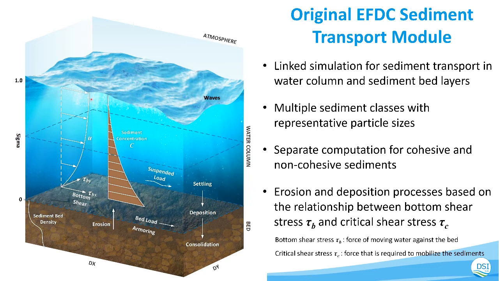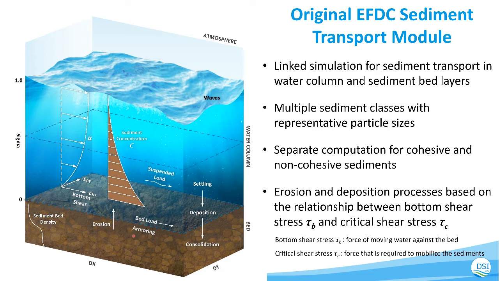When water flows in a river, the flow has a velocity like this, and that velocity carries a force. The moving water has a force to move and carry the sediment particles. So the vertical distribution of sediment concentration will form like this. And when the force of the moving water has a large magnitude, the particles in the sediment bed will be eroded and transported to the water column. The eroded materials will be transported as bed load and suspended load.